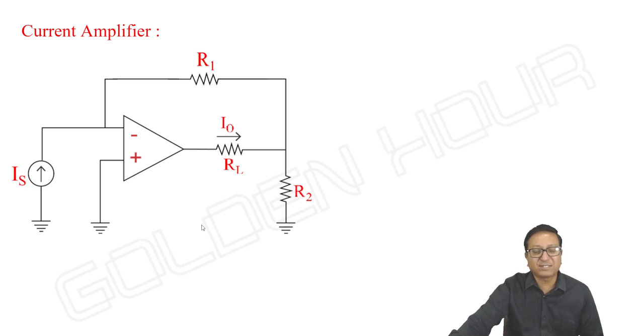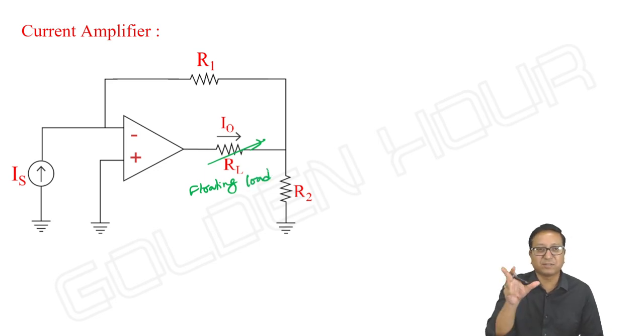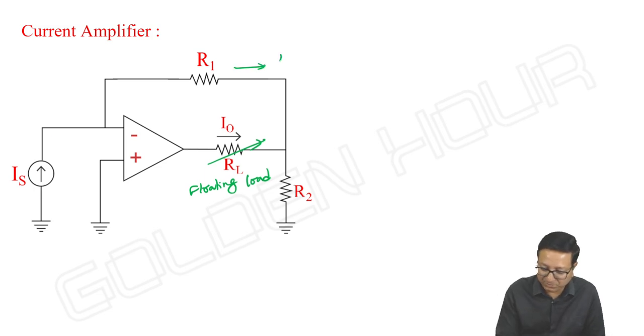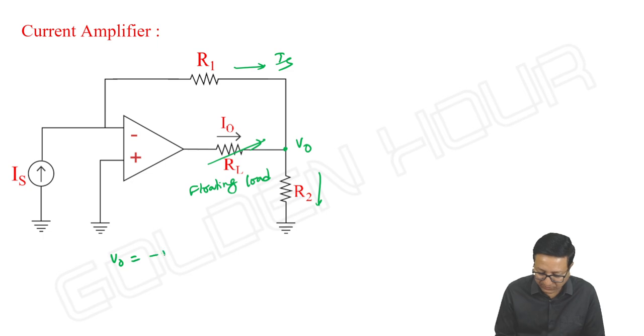Current amplifier, an extension of the current to voltage converter. Here the load is again a floating load. The load is not connected to the ground. It is a part of the circuit. So how do we find it? Whatever IS comes, the entire IS will flow through R1, as we are well aware. Let me take this voltage as some V output. Then V output is equal to minus IS into R1.